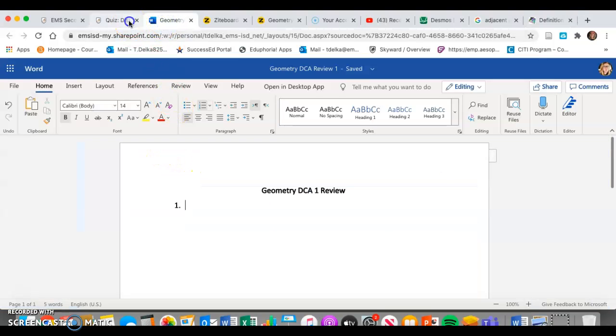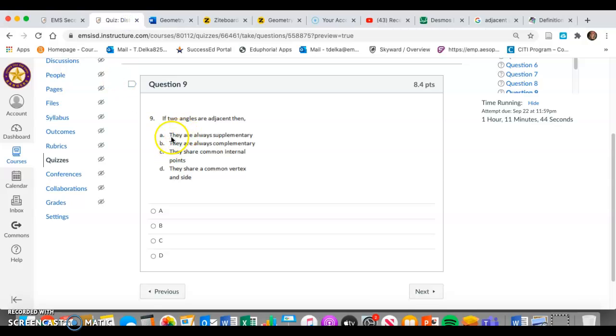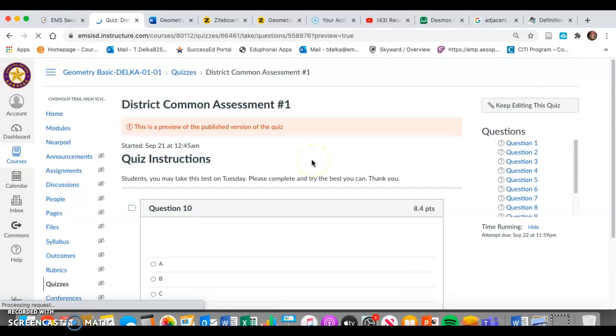So they're not always going to be. Now they can be. So it can't be A. They're always complementary? No, they can be supplementary. That just has to be wider angles that we saw just then. They share common internal points? I didn't see any points there, but here's something right here. They share a common vertex and side, and that is true. So it would be the letter D. Okay, we're getting close to the end.